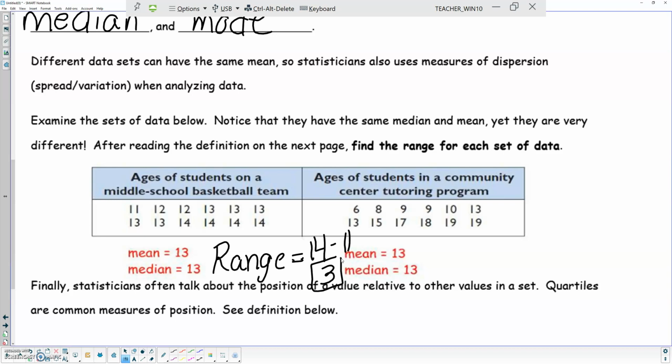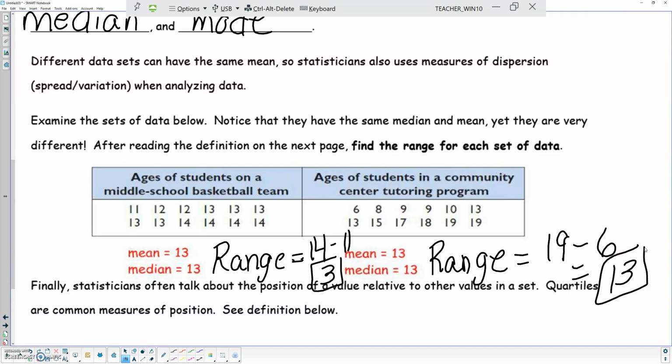Okay, now if we go over to the right side, it says the ages of students in a community center tutoring program. Okay, so here my range, again, is the maximum value minus the minimum. So that's going to be 19 minus 6, which is 13. Okay, so here we have a much larger variation, right? We got 19-year-olds, and then we go all the way down to 6-year-olds.